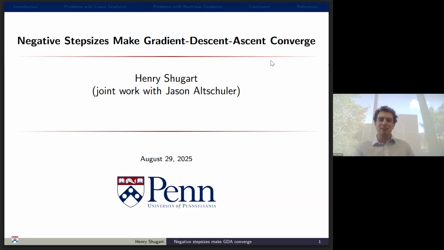So today I'm going to tell you all about how negative step sizes make gradient-descent-ascent converge. All of this is joint work with my advisor, Jason. None of it would be here without him.